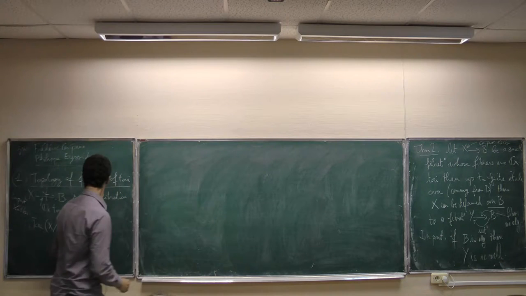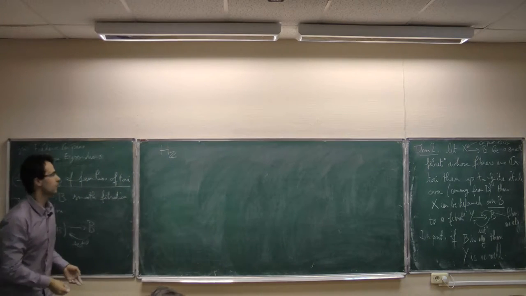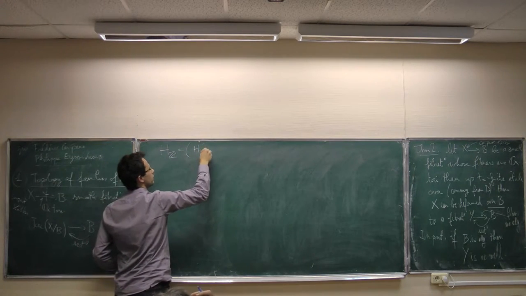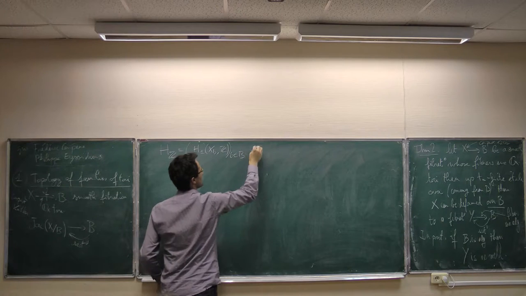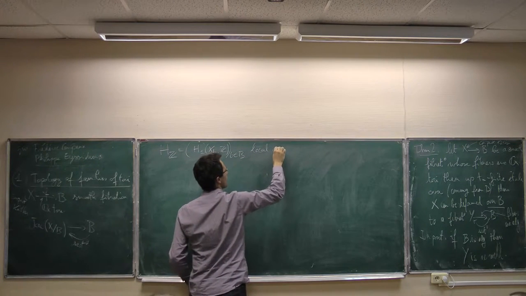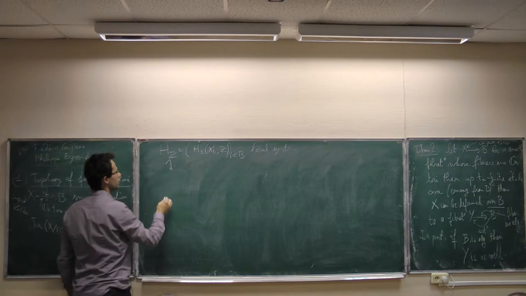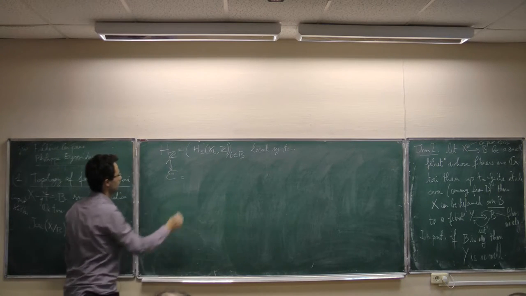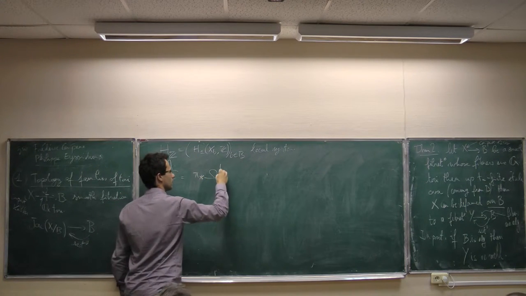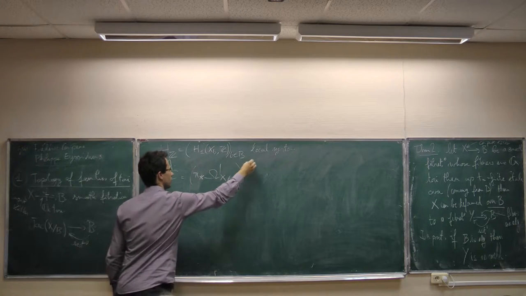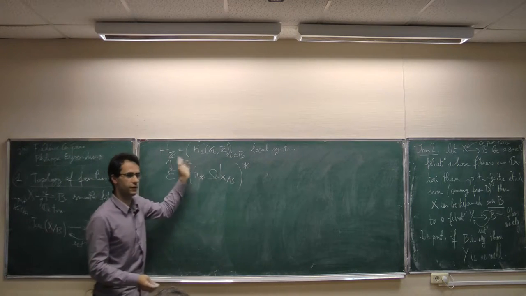So you consider the local system given by the H1 of the fiber. So this is a local system. And this guy can be embedded to what I will call the E. This is the direct image of the dual of this direct image. So it's the 1-0 part of this variation of Hodge structure.